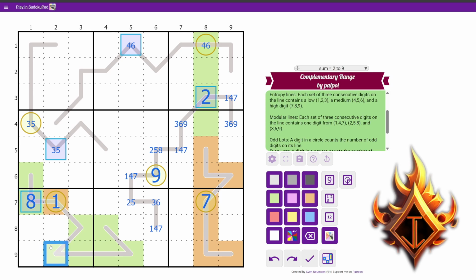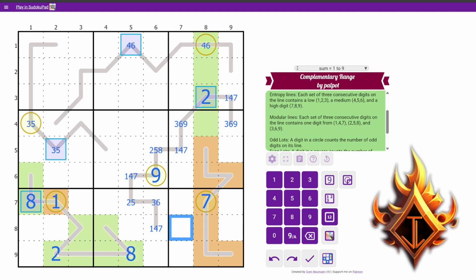This one could be... Oh, if this was modular, that would have to be 2. And then that would have to be 8. That would be alright. If it was entropy... Oh, it can't be entropy, because that would be 7 or 9. So it is modular. So this has to be a 2, and this has to be an 8. So 8 will be in one of those.